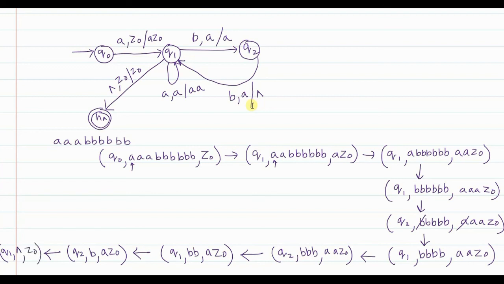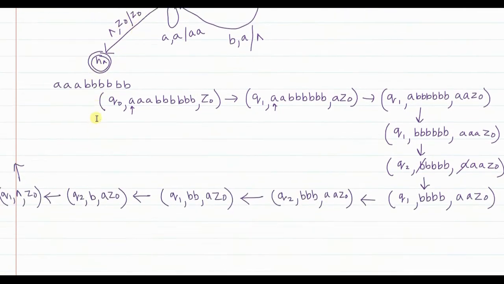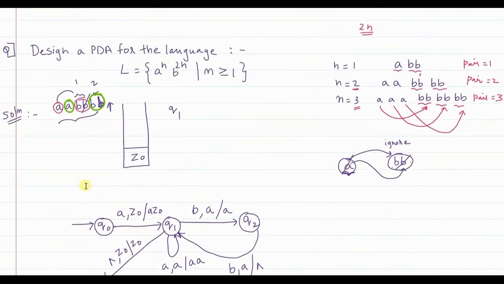Now whenever you are in Q1 state, when nothing else is remaining to be read and the stack is also empty, you perform a no-change operation and go to the halting state. So when you are in Q1 state, you will finally go to the halting state by performing the no-change operation. So this is the instantaneous description for the PDA that we have drawn.